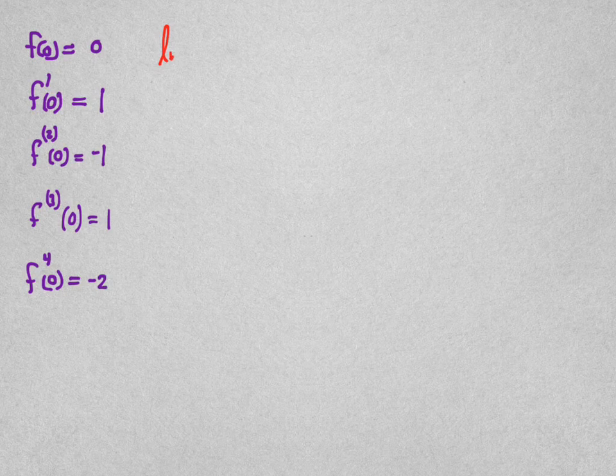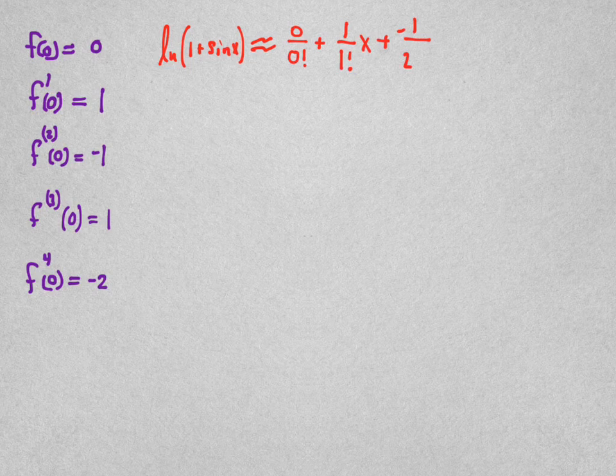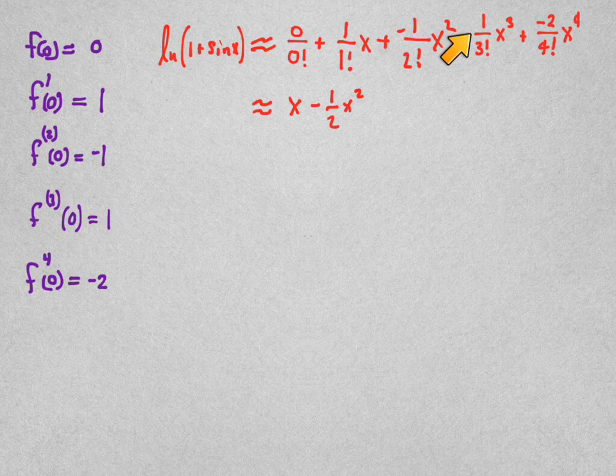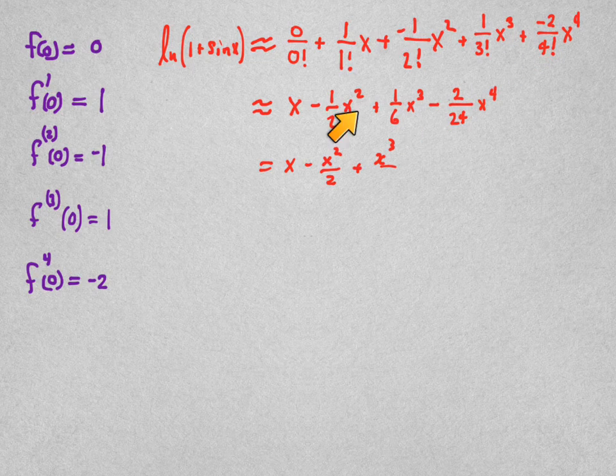Compiling all of these derivatives at 0 gives us a format for our pattern. We start with 0, that's the 0 over here, over 0 factorial, 1 over 1 factorial x, -1 over 2 factorial x squared, 1 over 3 factorial x cubed, and -2, that's this -2 here, over 4 factorial x to the fourth, and all of the algebra is nice and simple after this.